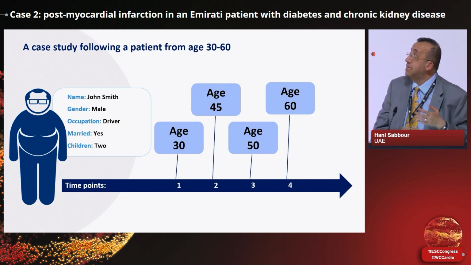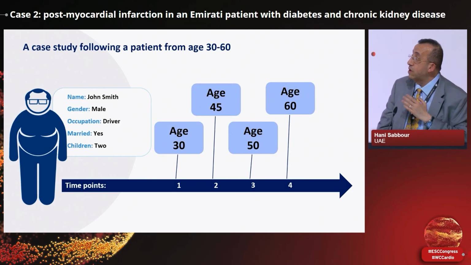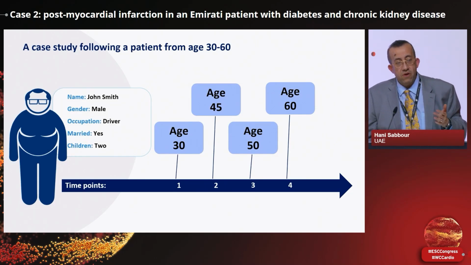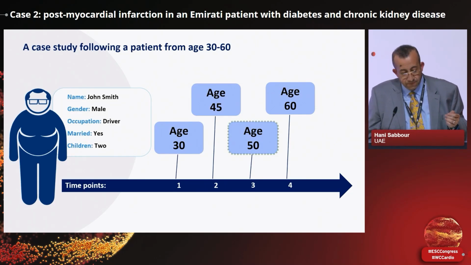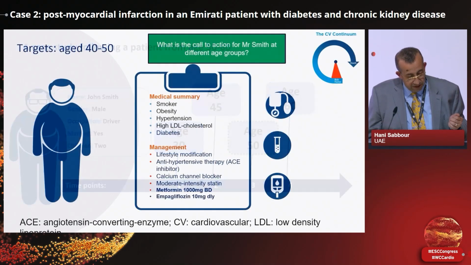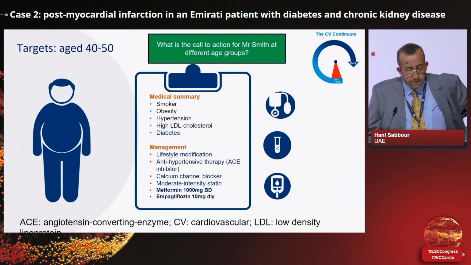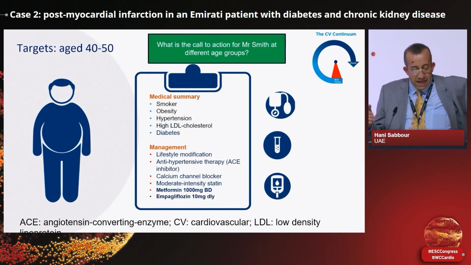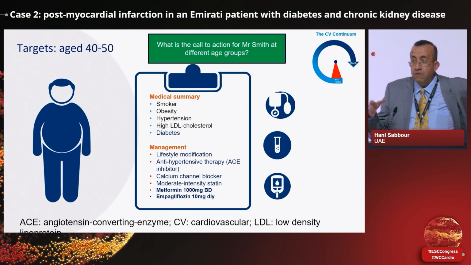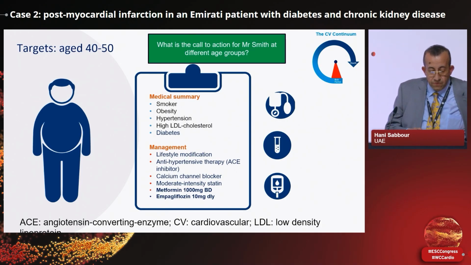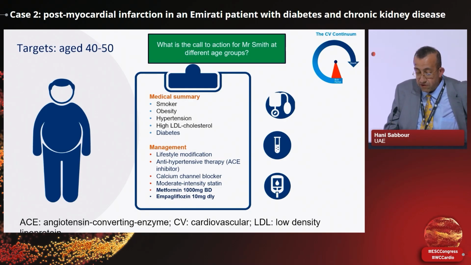So this is a case looking at a patient longitudinally. When could we have intervened earlier and what opportunities were missed? So this guy, see it? Okay, he's a smoker, obese, hypertensive, high LDL, and the original management was quite simplified, right? Simply lifestyle modification, an ACE inhibitor, CCB, metformin, and SGLT2 inhibitor.